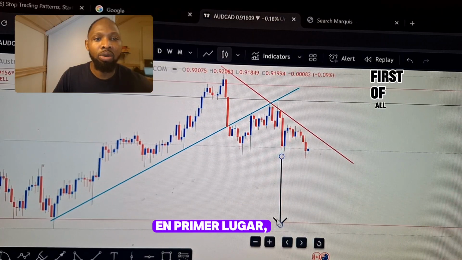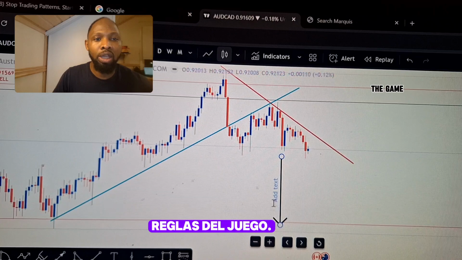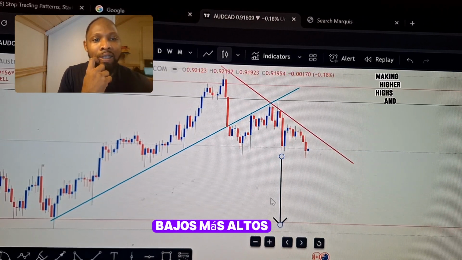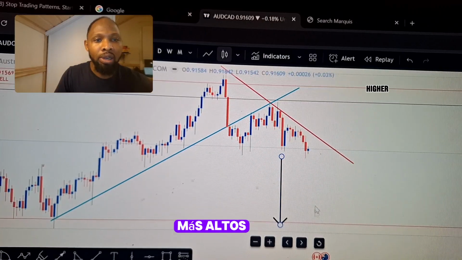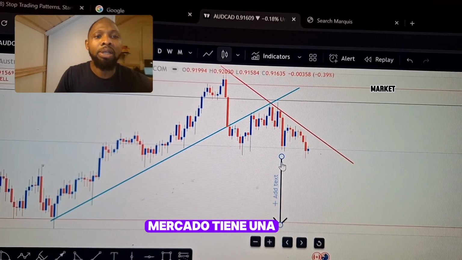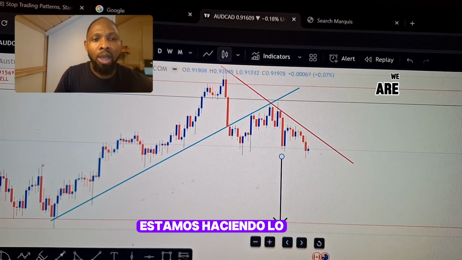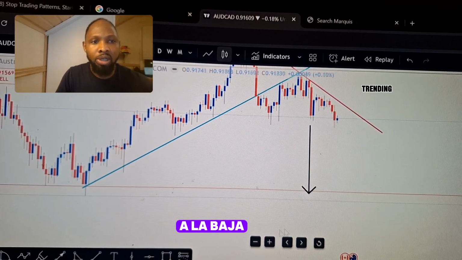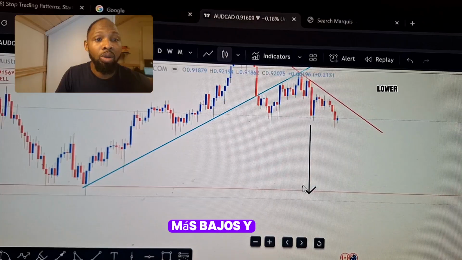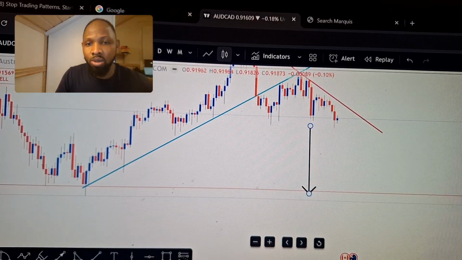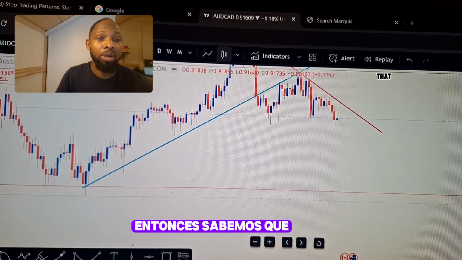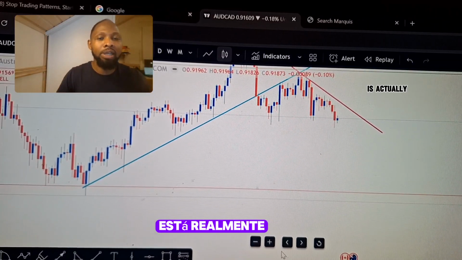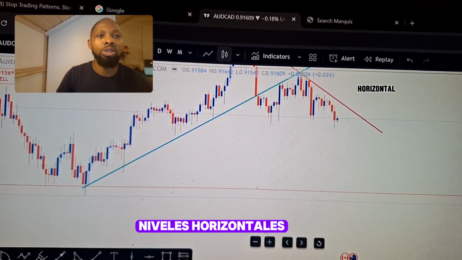First of all, we all know the rules of the game. When the market is trending up, the market is making higher highs and higher lows. When the market is trending down, we are making lower highs and lower lows. If the market is not trending, then we know the market is playing in two horizontal levels.